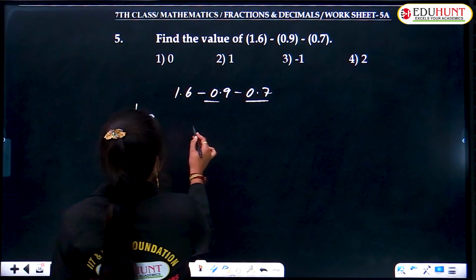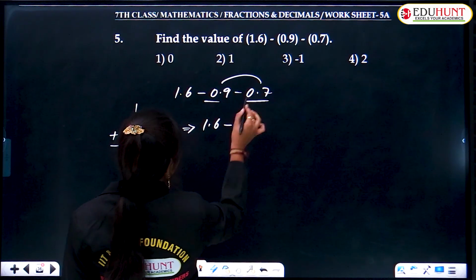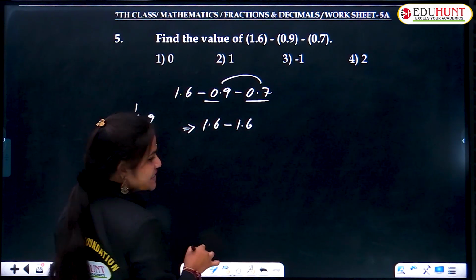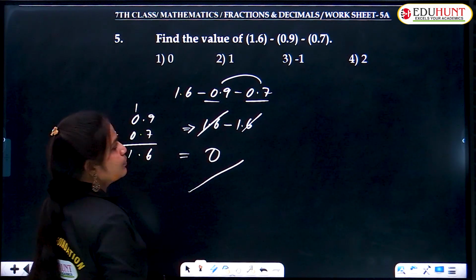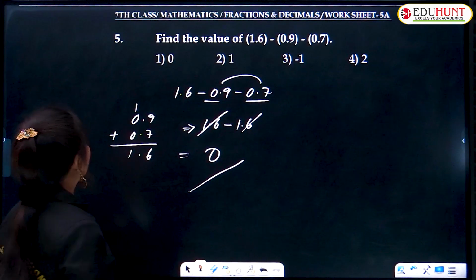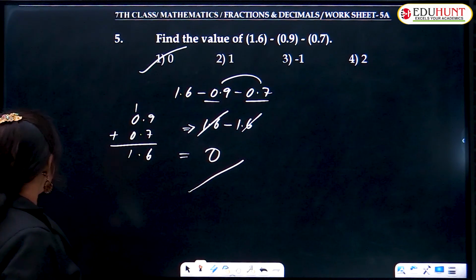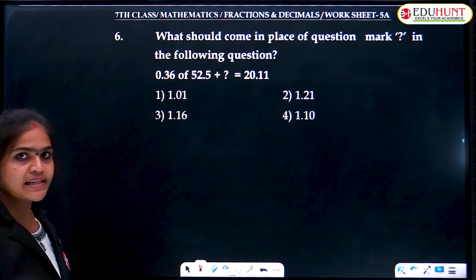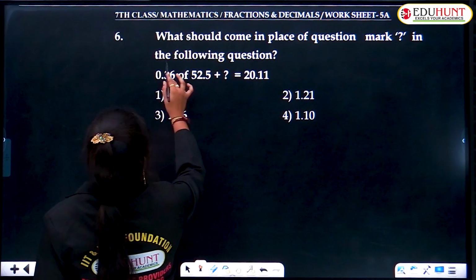1.6. Now here, 1.6 minus, just adding these two, we got 1.6 again. 1.6 minus 1.6, you will get 0. Understood? What is the answer? Answer 0. Understood? Yes. Next, sixth one: what should come in place of the question mark in the following question?